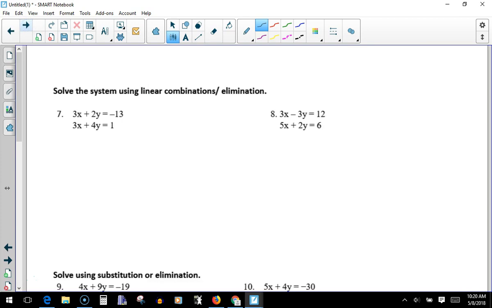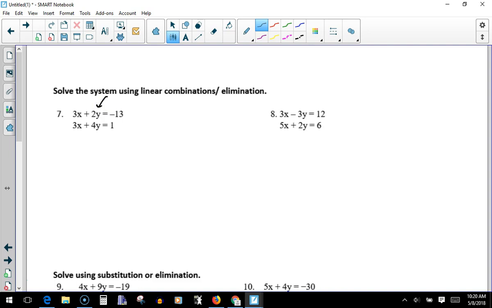Combination elimination. Now, this one's pretty easy because I already have two numbers that match, 3x and 3x. But one of them needs to be positive, one needs to be negative. So I can multiply either one by negative 1, and I'm good to go. Now, some of you might have said, hey, I can just multiply the top by negative 2 and cancel my y's. That is also a possibility.